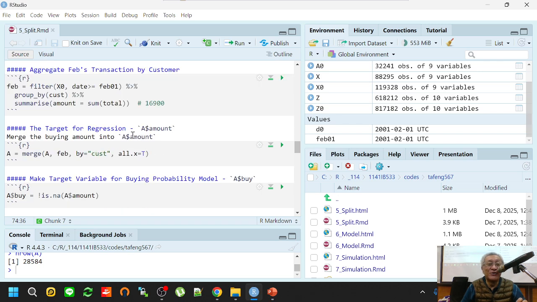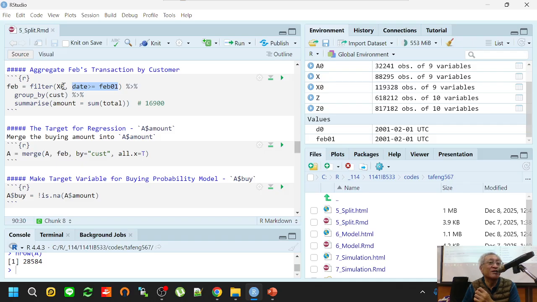Okay, and again we need to filter the data, the February data into FEV, right? As you can see that we filter X0 and then we only choose the transactions where the date is greater than or equal to February the 1st, okay? And then we group by customer and do the summary, because we only care about the amount that customers buy, right?